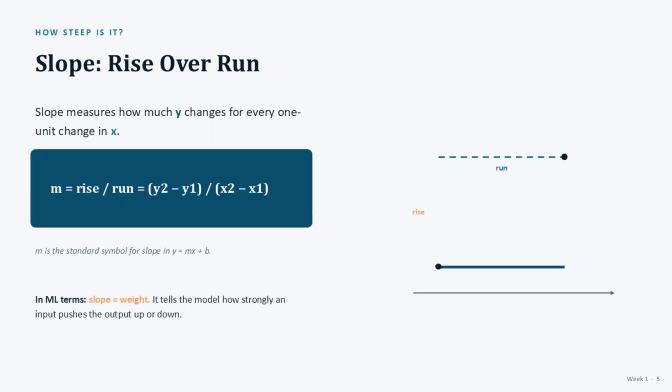The next important idea is the slope. The slope tells us how steep a line is and in which direction it moves. If the slope is positive, the line rises as we move from left to right. If the slope is negative, the line falls. A larger slope means a steeper line, while a smaller slope means a flatter line. In the equation y = mx + b, the letter m represents the slope.